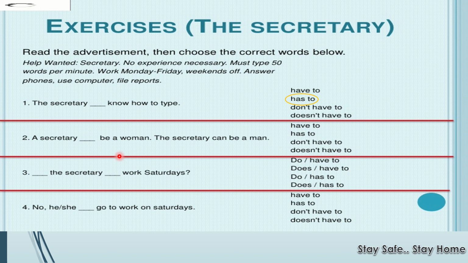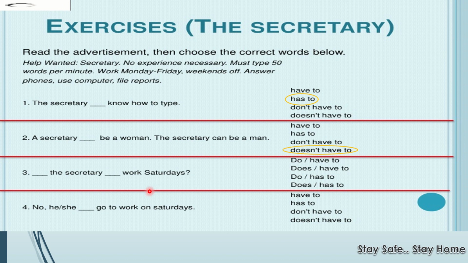Let's see. A secretary, a blank, be a woman. To continue the sentence, because it's not mentioned there if it should be a woman or a man. But if you continue the sentence, you will see the secretary can be a man. So must it be a woman? No. So what do we use here? It's not a necessity. So what do we use? Doesn't have to. Okay.